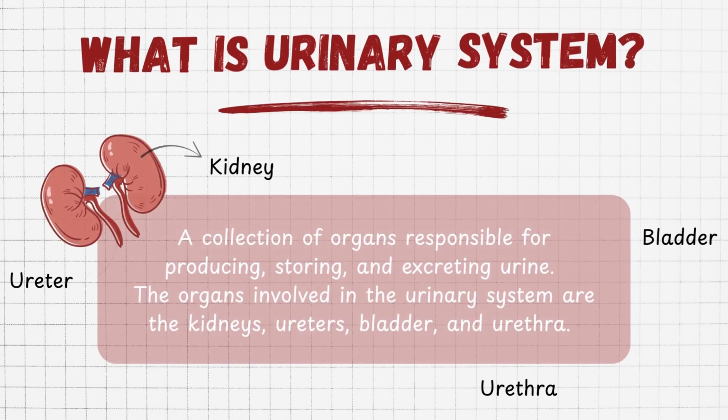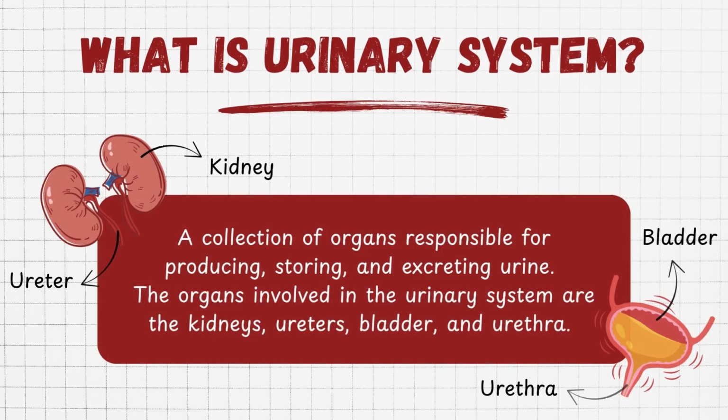What is the urinary system? The urinary system is a collection of organs responsible for producing, storing, and excreting urine. The organs involved in the urinary system are the kidneys, ureters, bladder, and urethra.